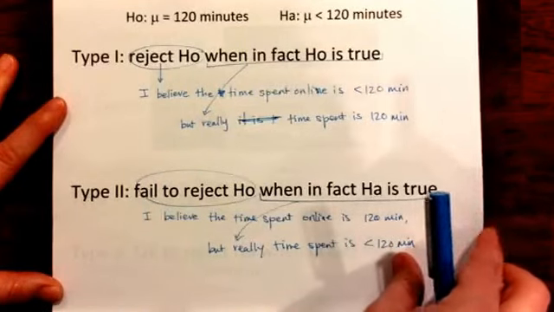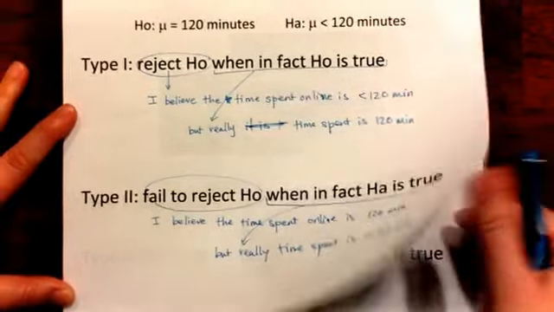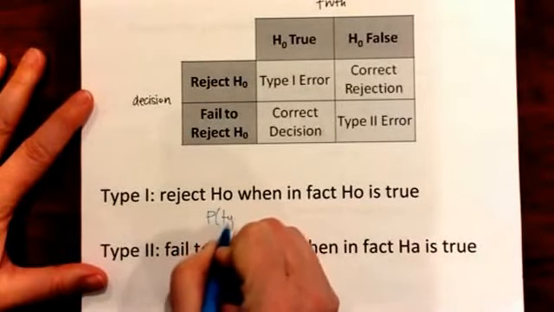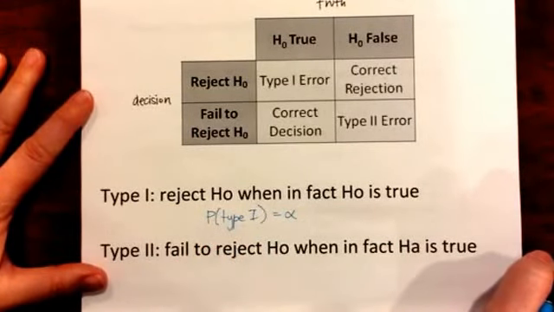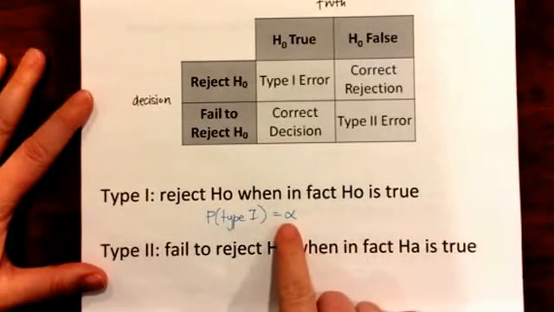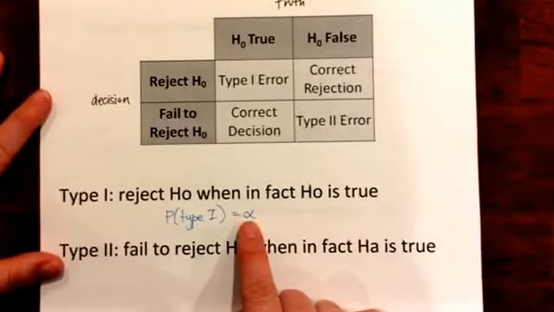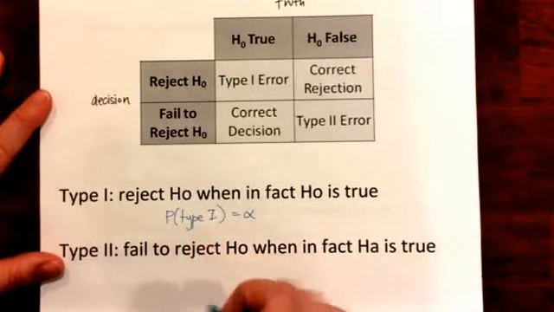Okay, so let's look at the probability of these errors occurring. The probability of a type 1 error is alpha. We've seen that. That's our significance level, so we're really used to seeing that. Remember, that's just a number that you've arbitrarily chosen to be that standard, that anything below that number can occur. So this is the probability of a type 1 error occurring.